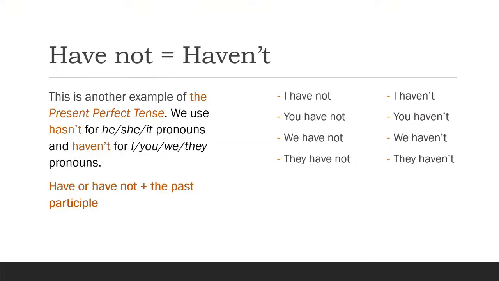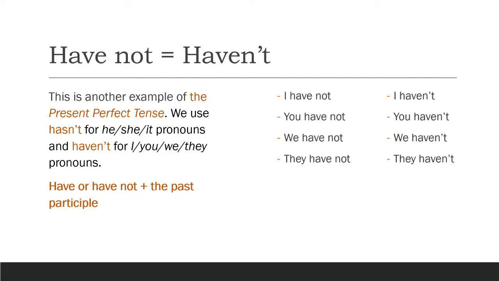Now we are going to look at the word haven't, which is a contraction of the words have and not. It's another example of the present perfect tense. And now we see the difference here. We used hasn't for our he, she, and it pronouns. If we need to speak about I, you, we, or they, we use the word haven't. Again, we need have or have not in this case, plus a past participle.